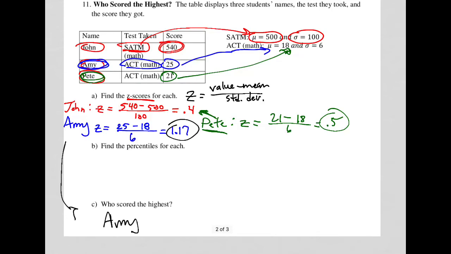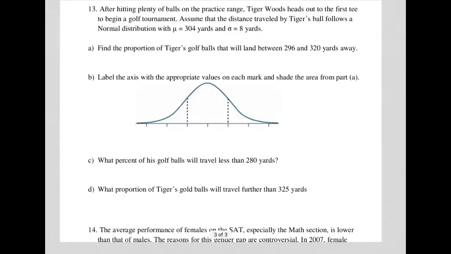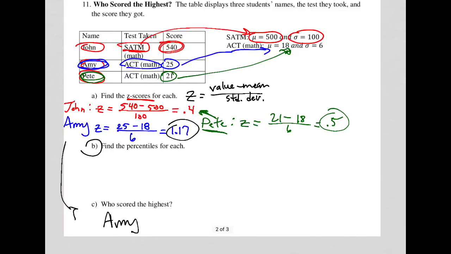All right, but anyways, let's go to part B, find the percentiles. So here we're asked to find percentile. Remember, if we're looking for a percentile, we are using normal CDF. So we're going to use normal CDF for each of these. I'm going to first do John. We're going to put in, remember, percentiles always to the left, so negative infinity, and his z-score is 0.4.